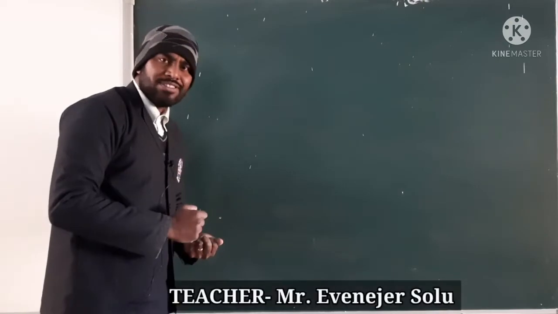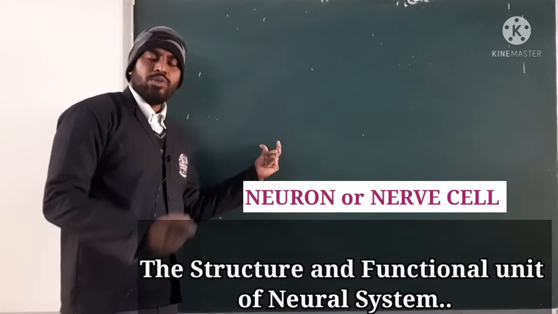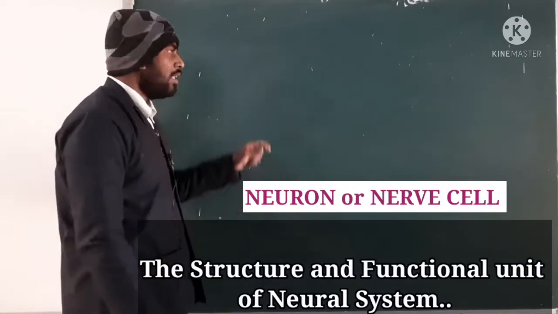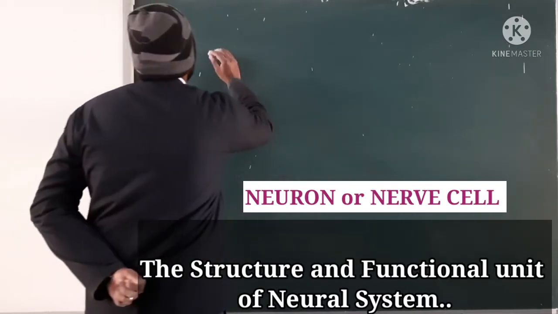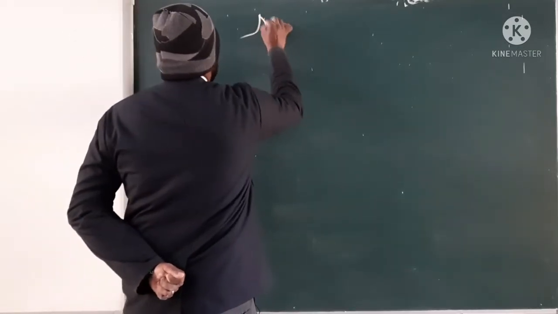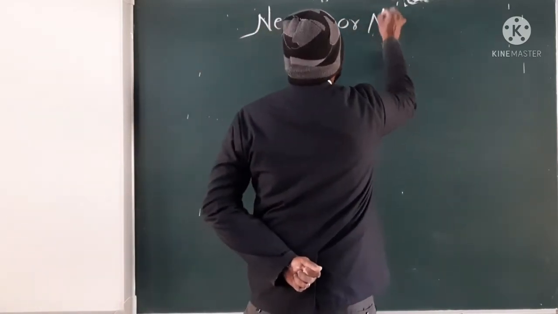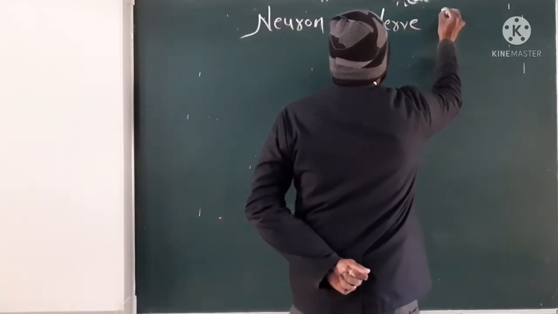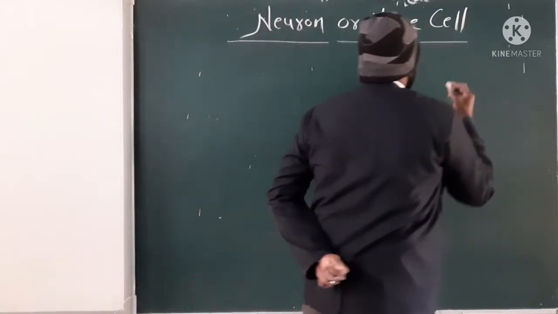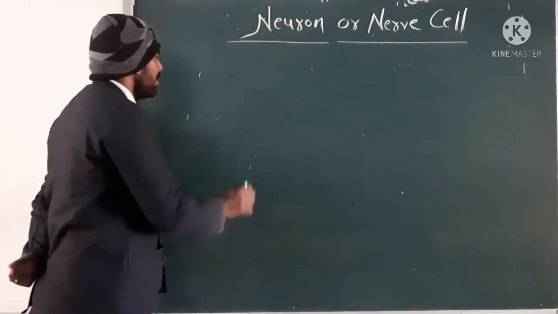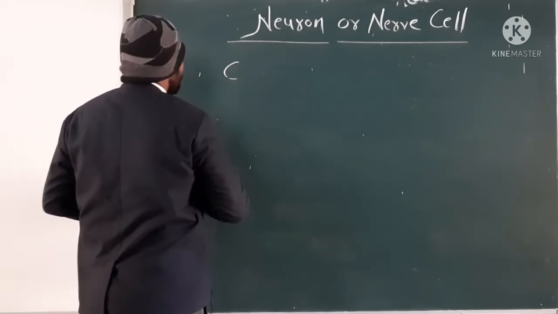So neuron, or nerve cell, is a complex cell found in the nervous system of humans, and this is the structural and functional unit of the nervous system of human beings, beta. So when we talk about neuron, or another name, nerve cell, this neuron or nerve cell contains or consists of three parts.